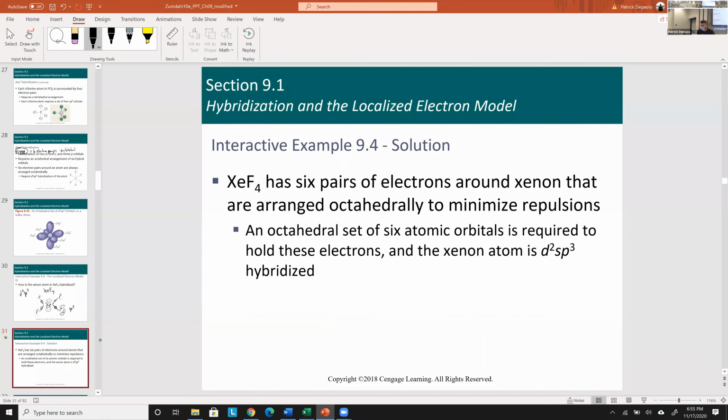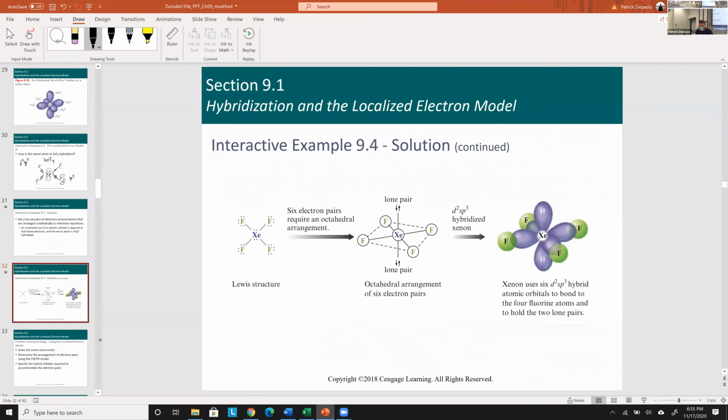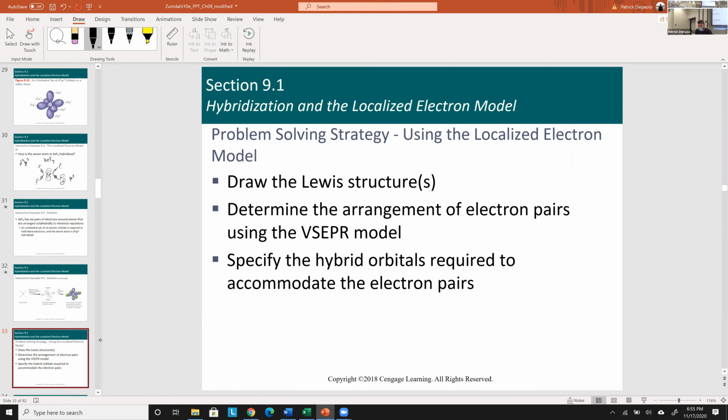Okay, so we get that. We know it's d2sp3. Basically, for solving these kinds of problems, just draw the Lewis structure. We know how to do that. Then determine the arrangement, VSEPR, and then whatever hybridization it is.